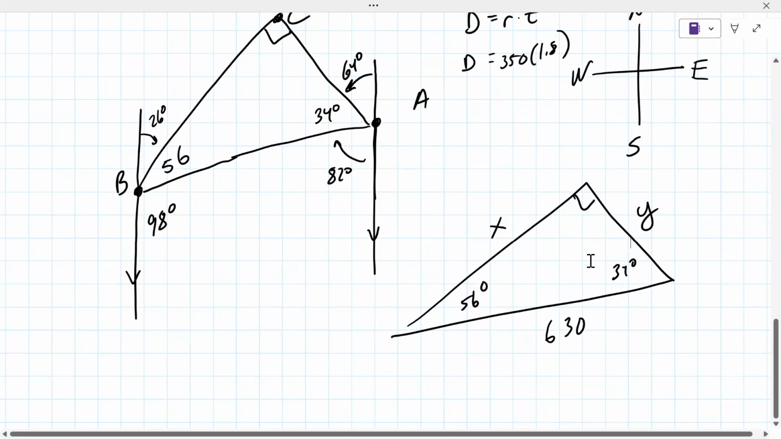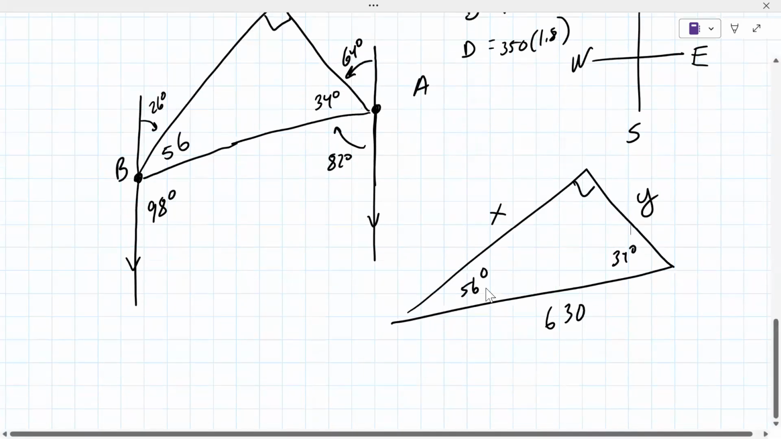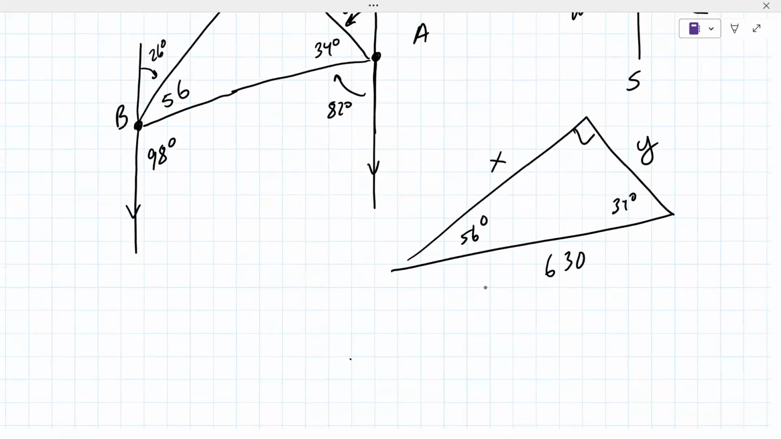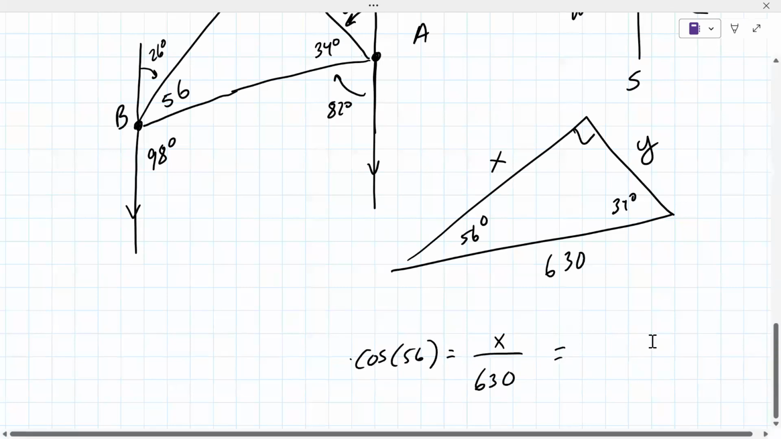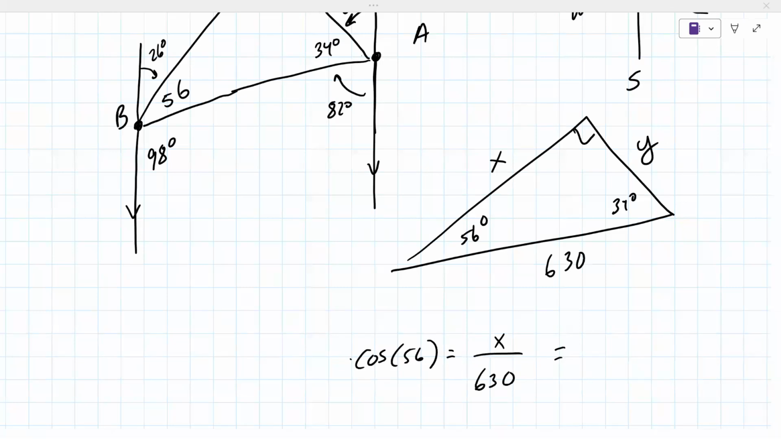Tan 56. Oh, wait, no, not tan 56. We want to find X. So cosine 56 equals X over 630. 630 cosine 56. Yes. 352.29. So that sounds reasonable. Let me check here. Yep. 353 miles.